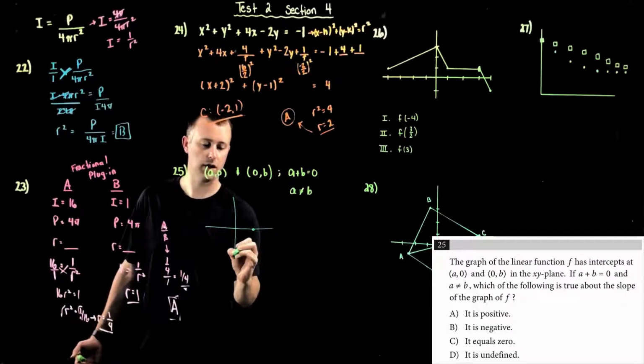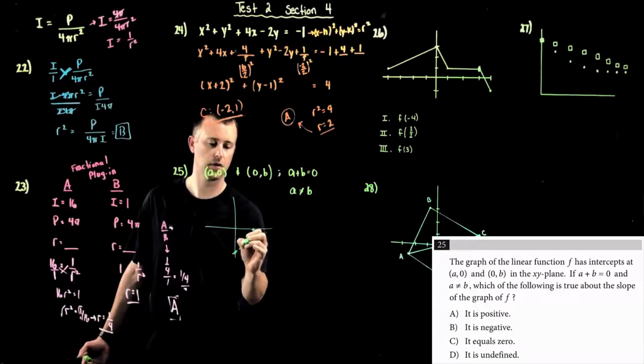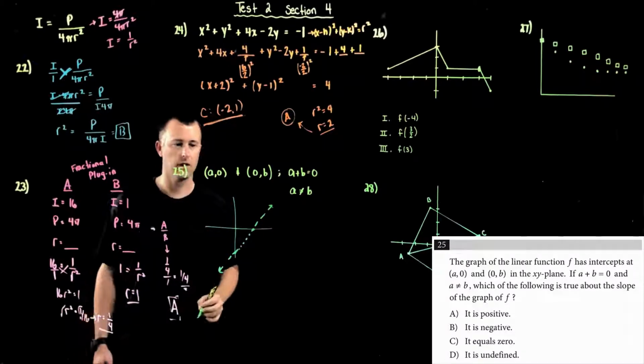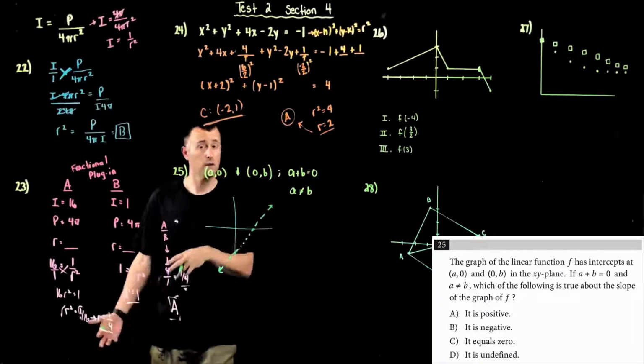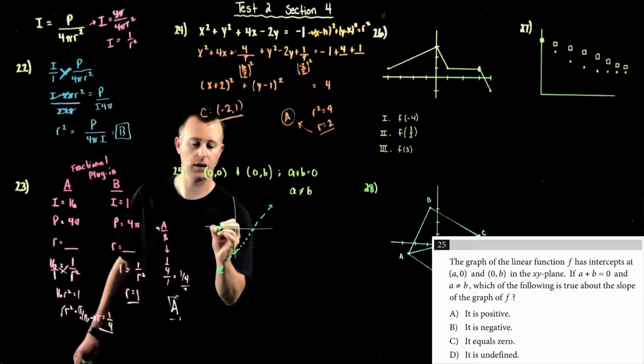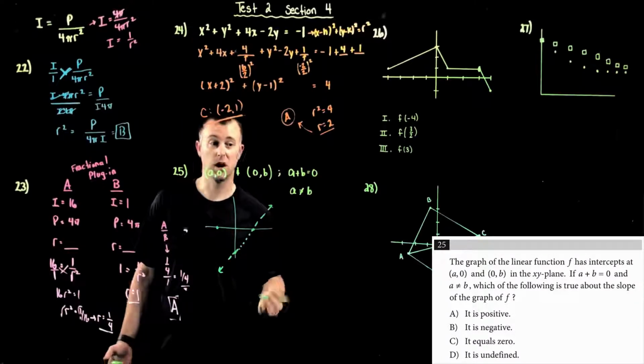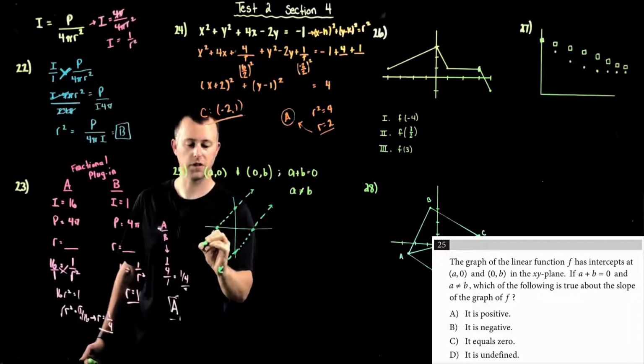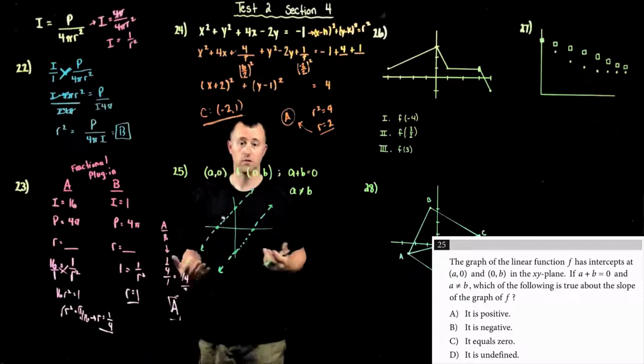And if you drew that line, it would look something like this. So that's if I made a positive. What if I made a negative? Well, if I made a negative, b would have to be positive because I've got to cancel. So I'm going to come up here and draw that line, and just, again, draw some sketches here and see what you get.